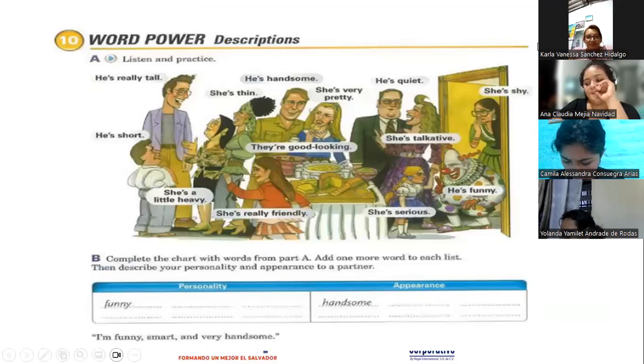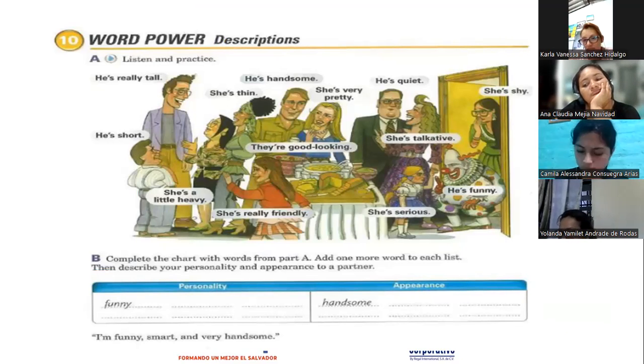Okay, we have descriptions. Look at this one. This is general vocabulary. Word power descriptions. Look at this word power descriptions. Veamos estas descripciones. Veamos de qué se tratan.